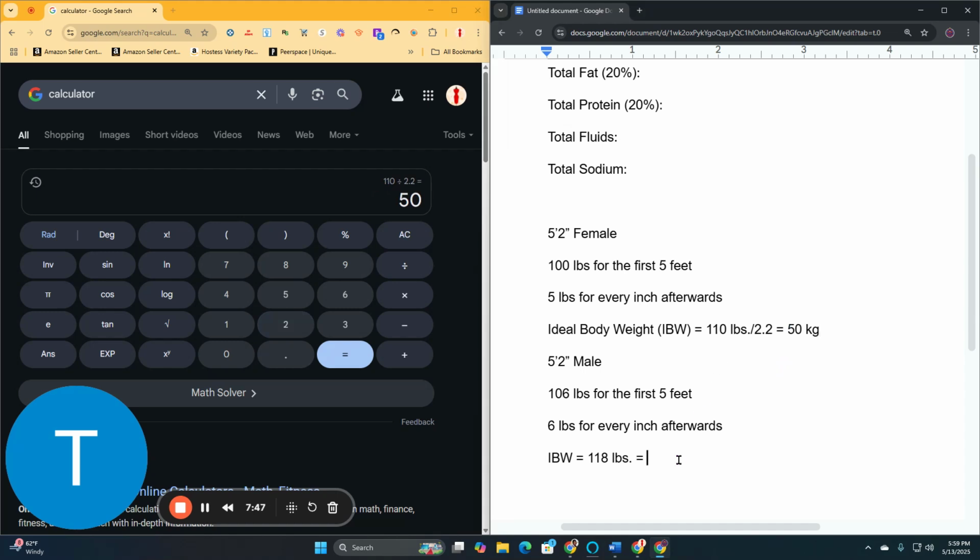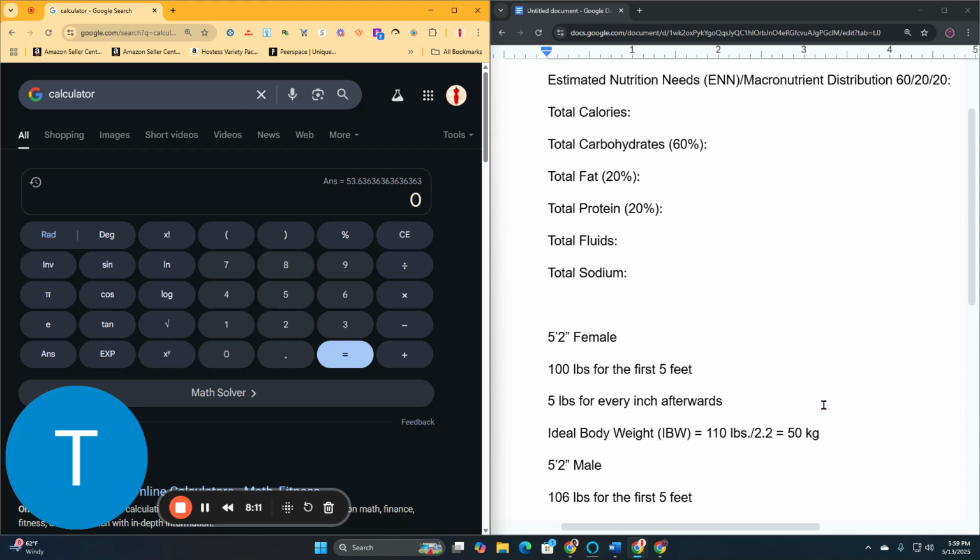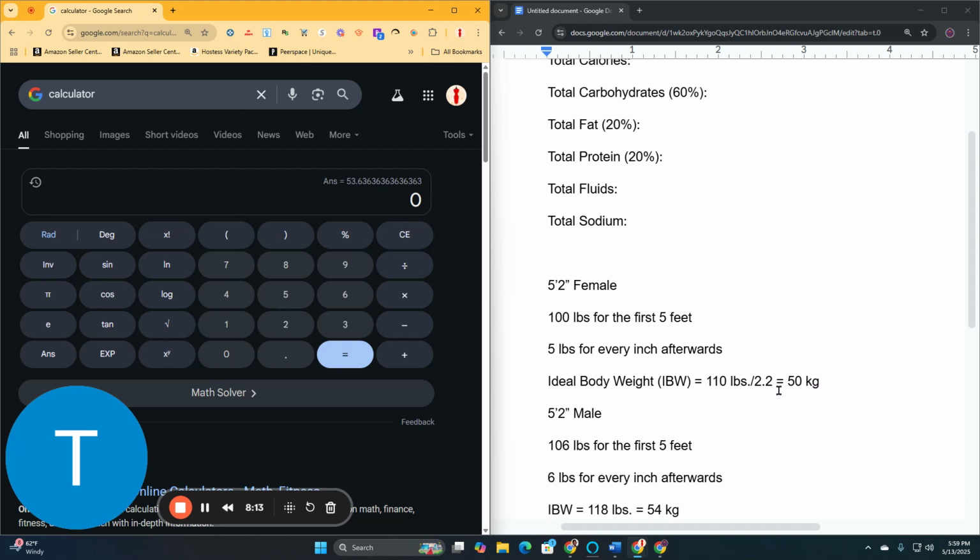And for a male who is 5'2", their body weight in kilograms will be 118 divided by 2.2, which is 53.6. Some dietitians will round up to 54, and that's fine, especially since it's a male, and I think I would do that, 54 kilograms. Okay, so now we have the weight in kilograms.